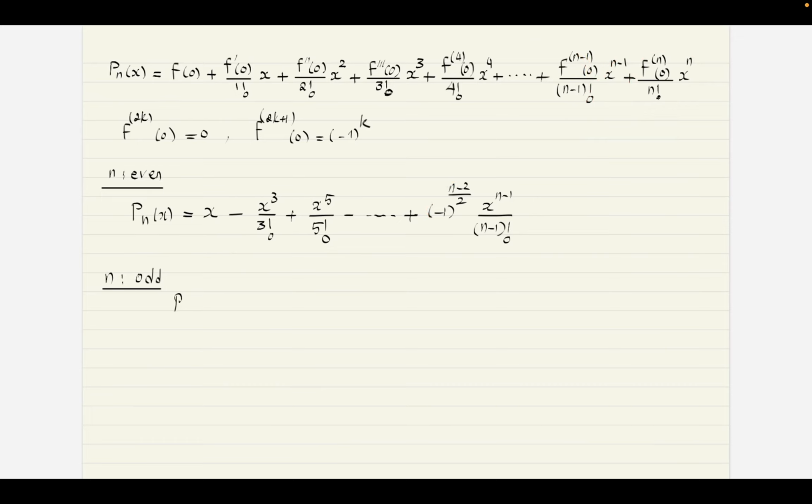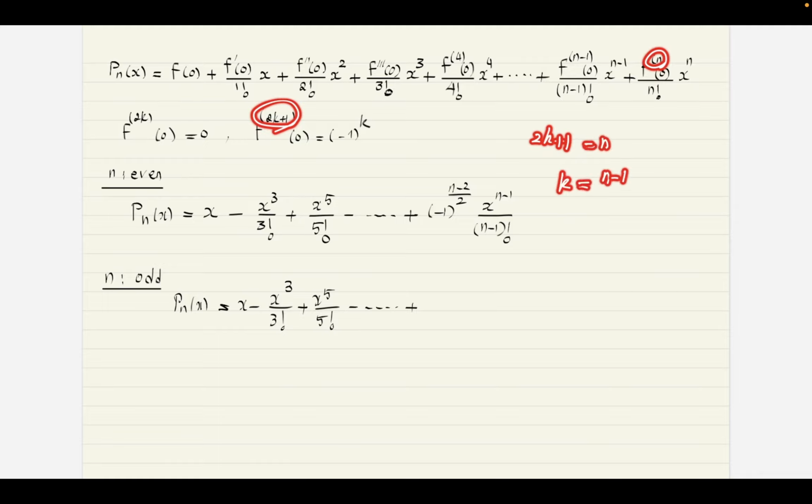So it means that Pn of x will be x minus x to the power of 3 divided by 3 factorial, plus x to power 5 divided by 5 factorial, minus, and we continue plus. And I will reach the last term: now n is odd, so I have to keep this one. So this means that 2k plus 1 is equal to n this time, so k becomes n minus 1 divided by 2. So this becomes minus 1 to the power of n minus 1 divided by 2, and this time I will have x to the n divided by n factorial.